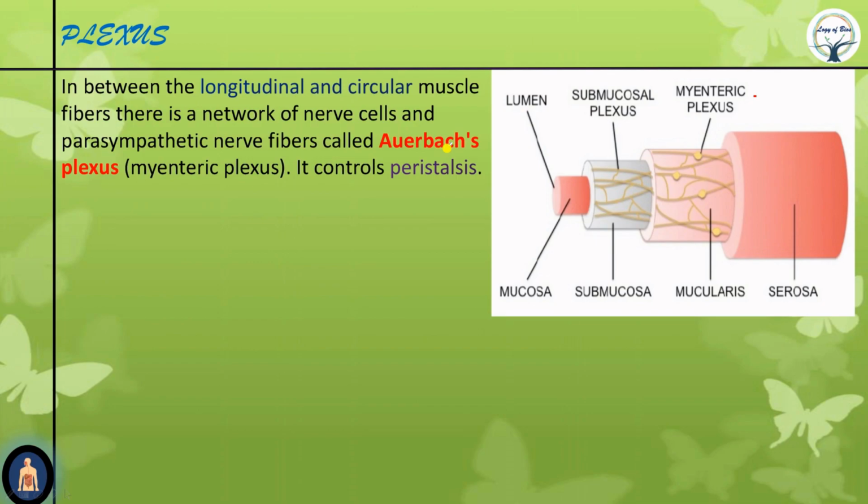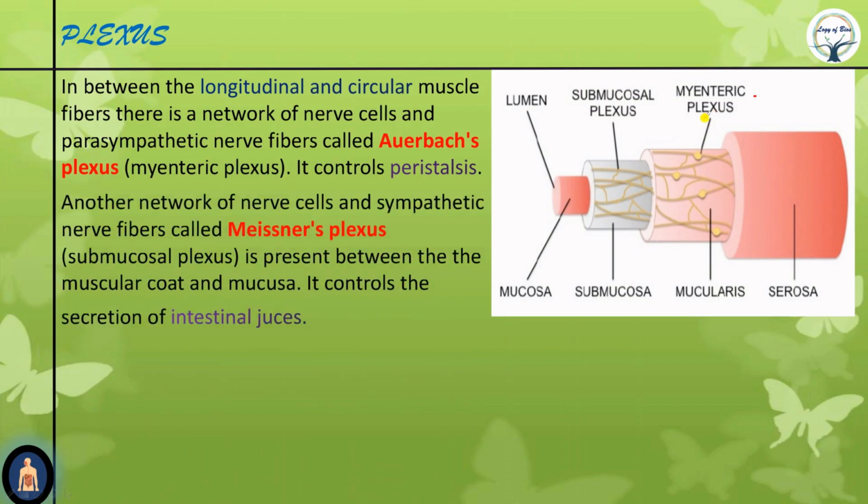This is also known as Auerbach's plexus, named after Leopold Auerbach. He was a German anatomist. Okay, Leopold Auerbach. So it controls peristalsis. So myenteric plexus is located between the longitudinal and circular muscularis layers. It controls peristalsis, and its other name is Auerbach's plexus.